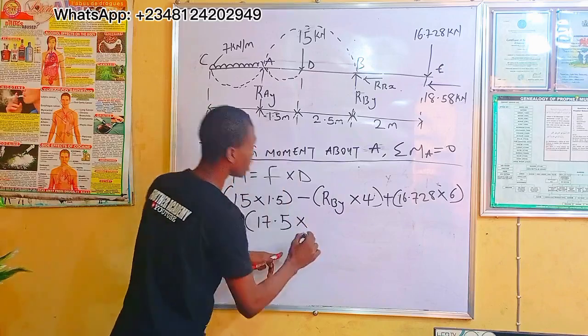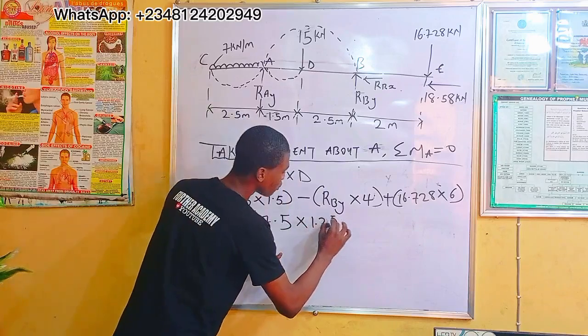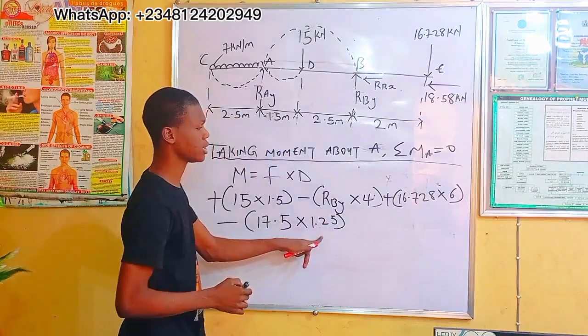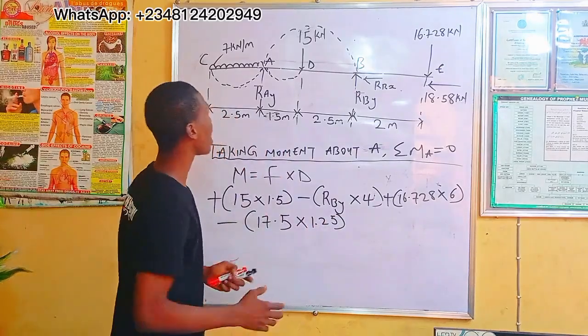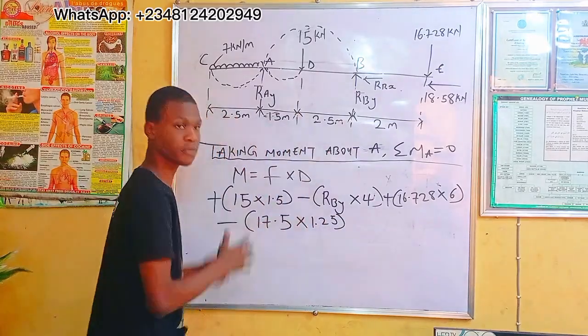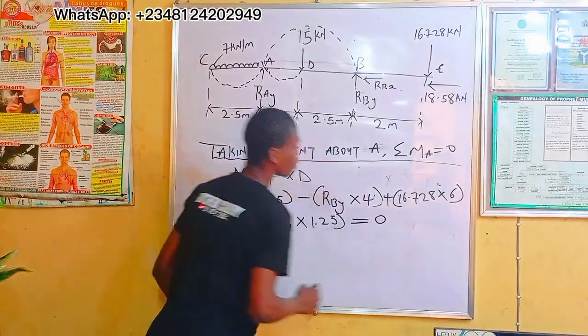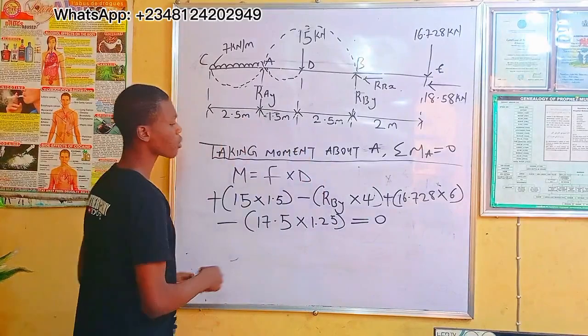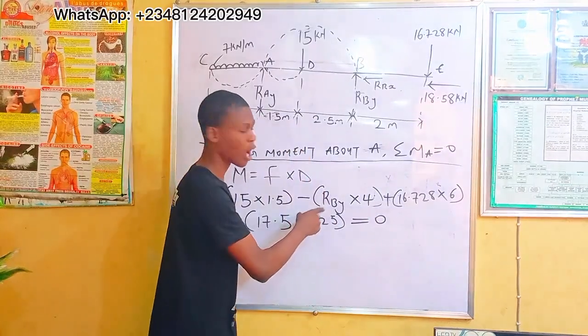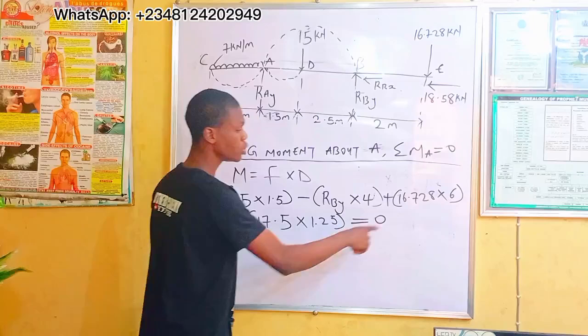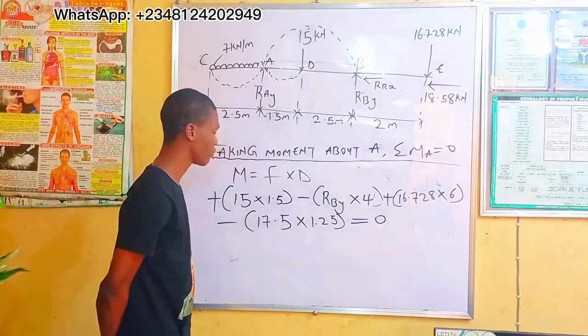17.5 times the distance, 1.25. We know how we got the force and the distance. Then ask yourself, are we done taking the moment of all the forces? If yes, equate to 0. So you are equating this to 0. So now from here, you will notice that you have RBY, which is the only unknown here. So make RBY the subject of the formula.